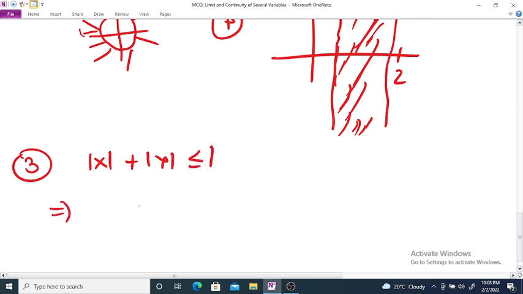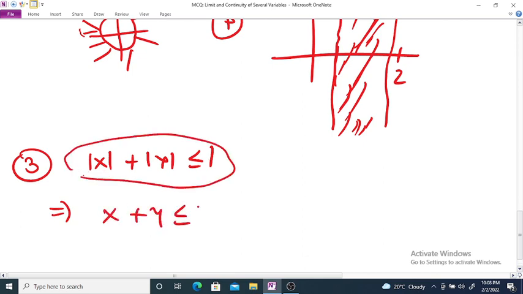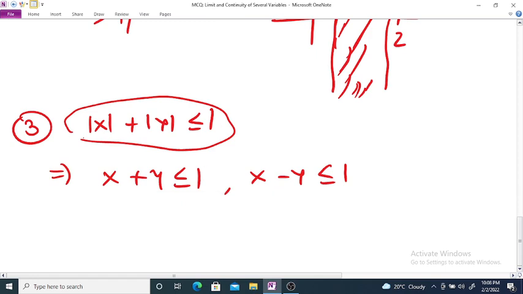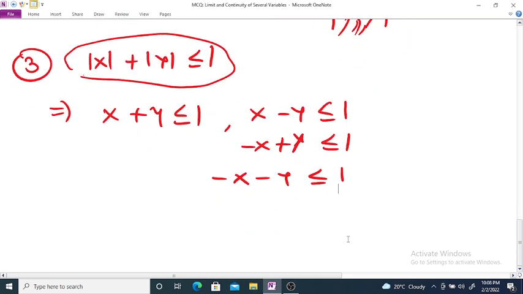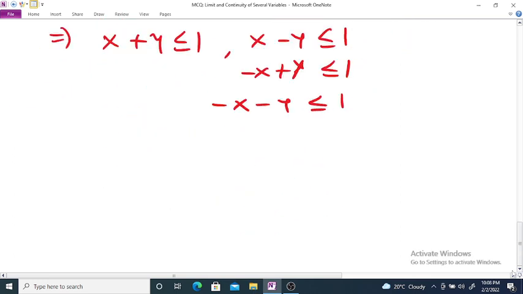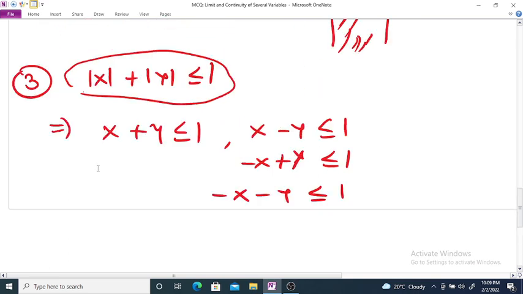So here we know that if you simplify this expression, we get 4 equations: x plus y less than or equal to 1, x minus y less than or equal to 1, minus x plus y less than or equal to 1, and minus x minus y less than or equal to 1.